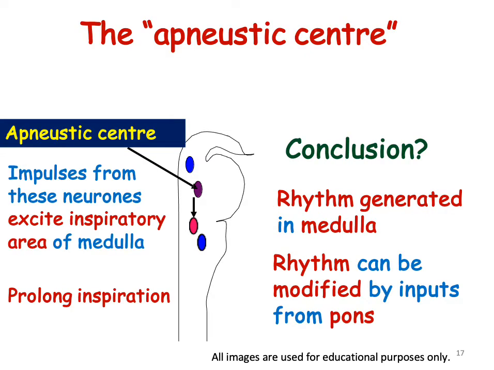How about the apneustic center? Impulses from the apneustic center will excite the inspiratory area of the medulla, the DRG. Therefore, this will prolong inspiration. Okay, so as a conclusion, the rhythm is generated in the medulla but can be modified by the inputs from the pons, which are the pneumotaxic and also the apneustic center.